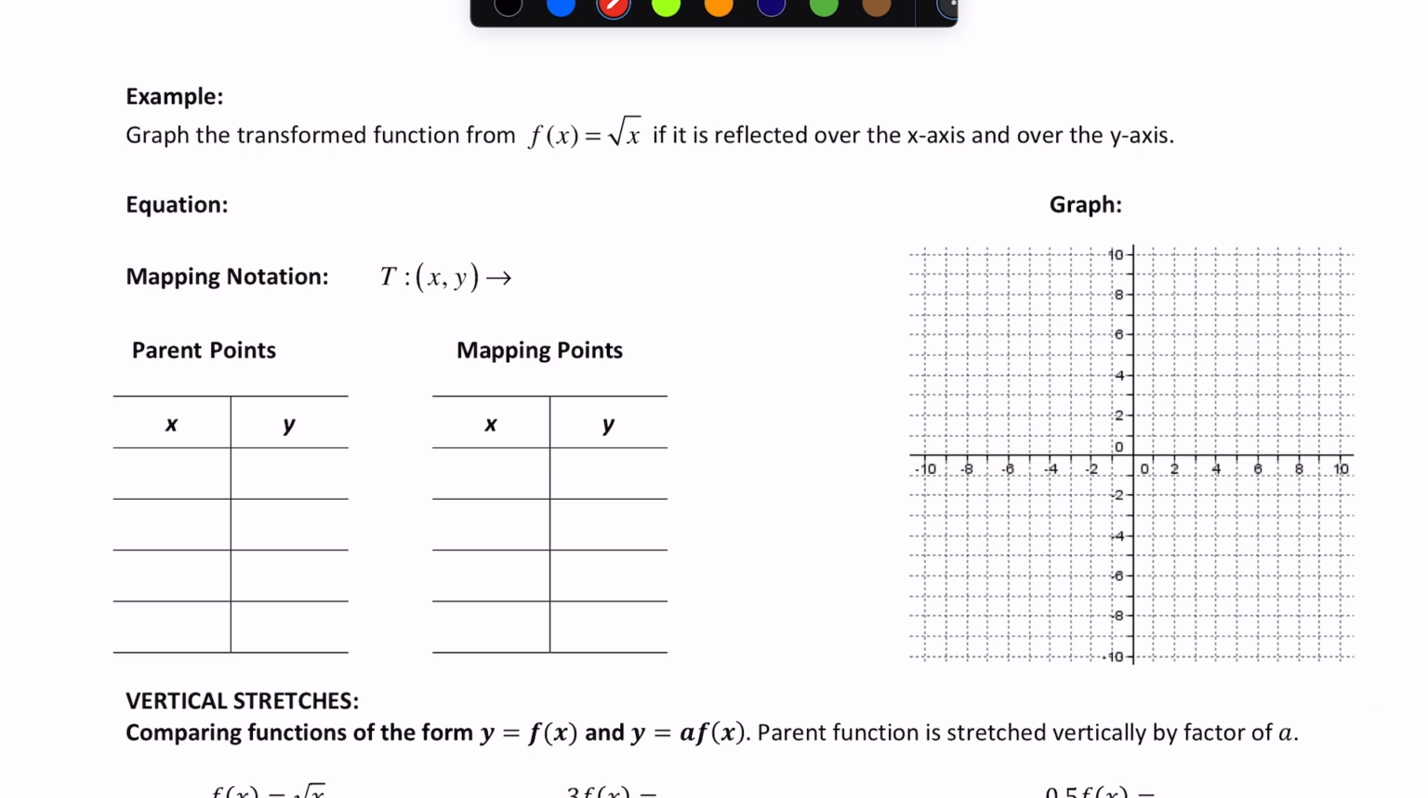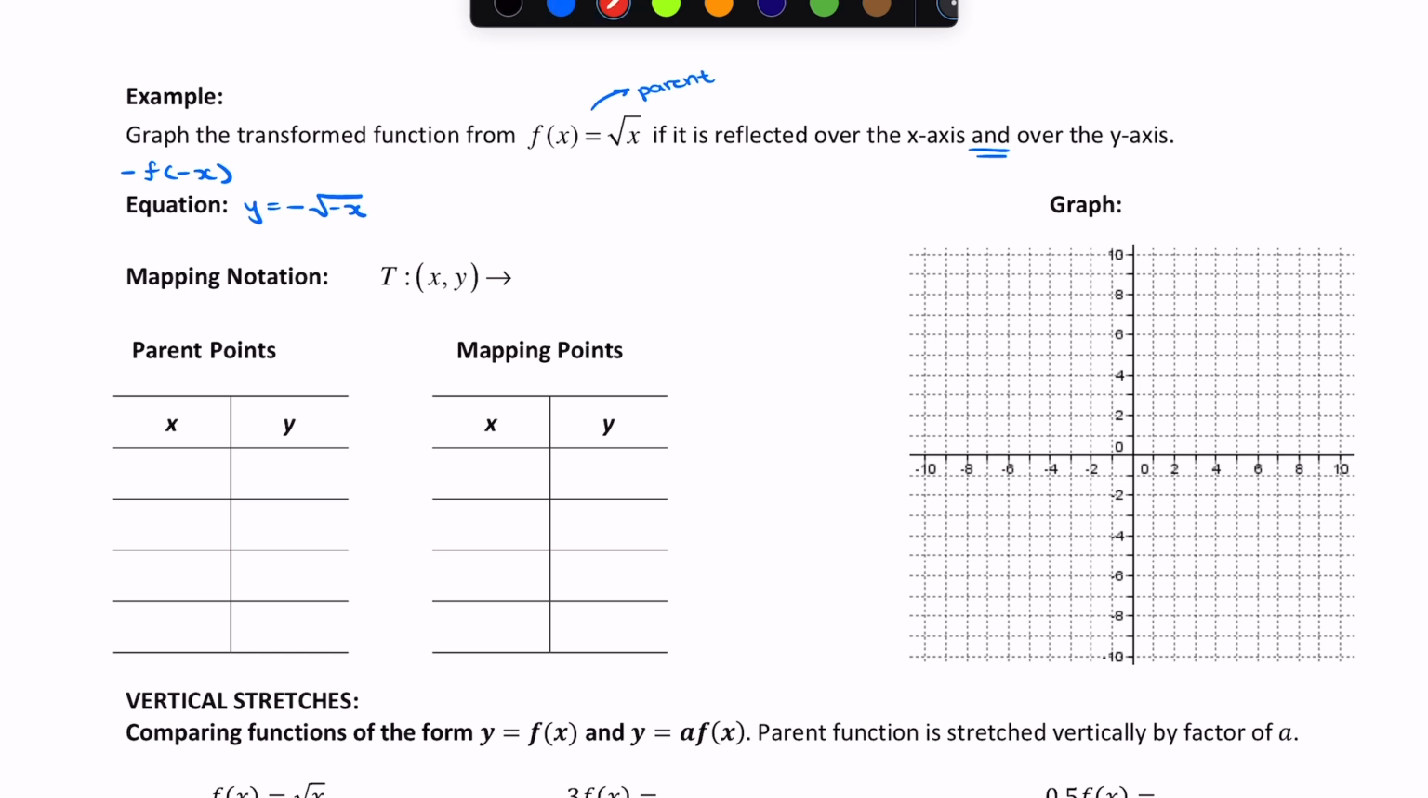Okay, so continuing on, here it says graph the transform function from f of x is equal to square root x if it's reflected over both the x-axis and over the y-axis. So here again, f of x is equal to square root x, that's our parent function. So our equation here, it's reflected both over the x-axis and over the y-axis. And so here, if we wrote it in function notation, it would be negative f of negative x. And so here our equation will be y is equal to negative square root negative x.